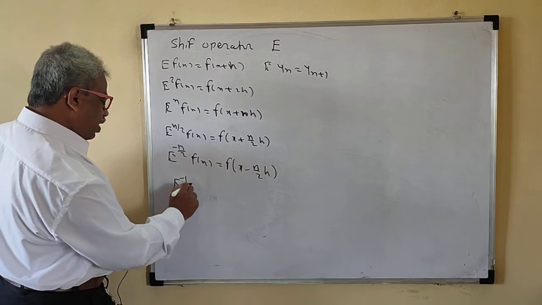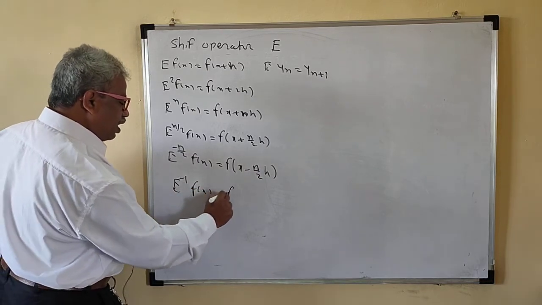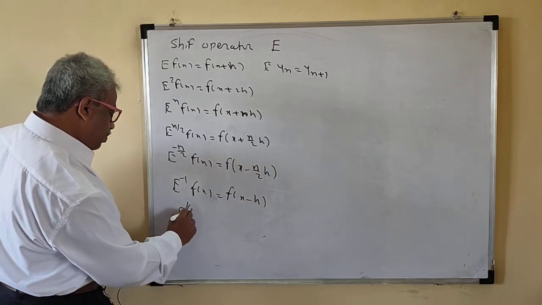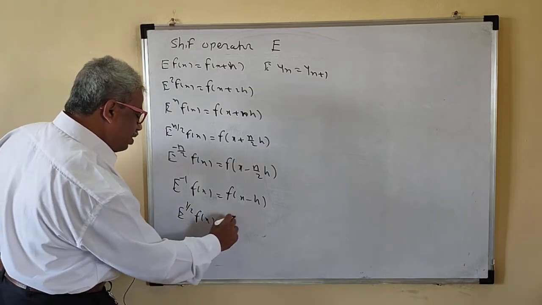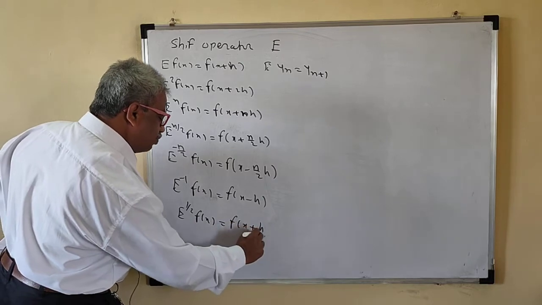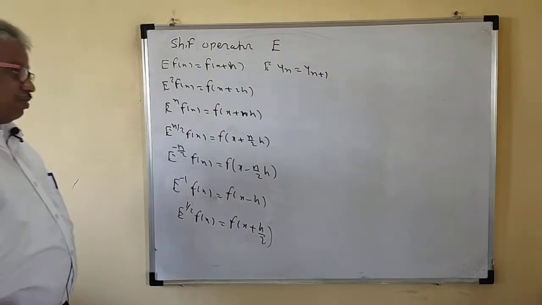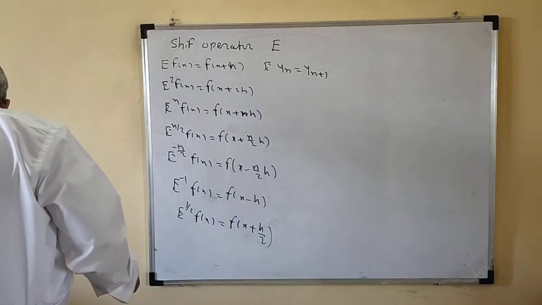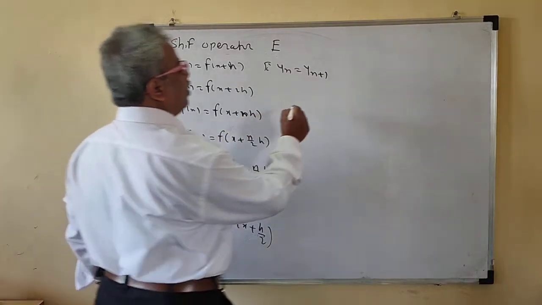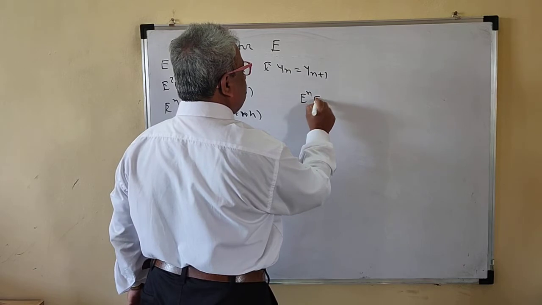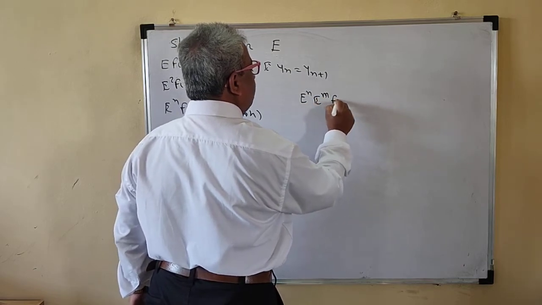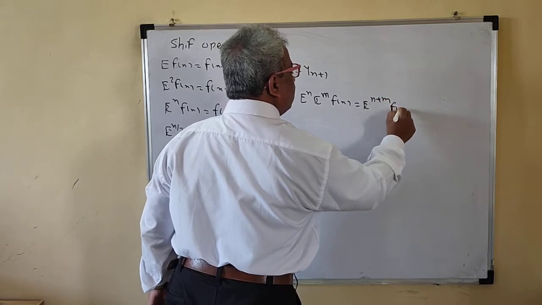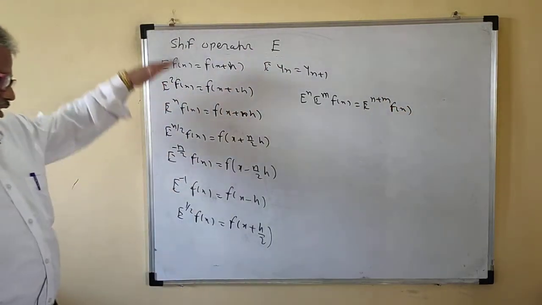So this is E raised to minus 1 f of x, which is f of x minus h. This is E raised to half f of x, which is the same as f of x plus h by 2. Minus असेल तर minus h by 2 and so on. These are the formulae called shift operator. Again this formula is E raised to m f of x. Okay. So these are the shift operator.